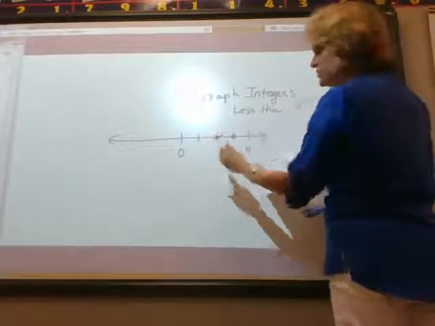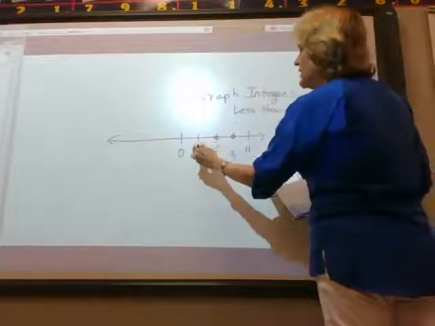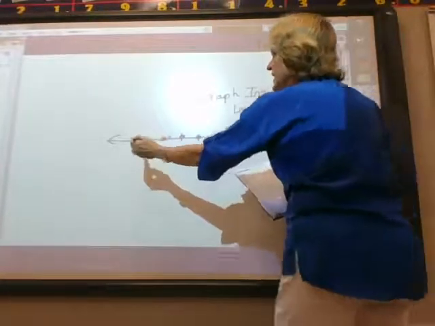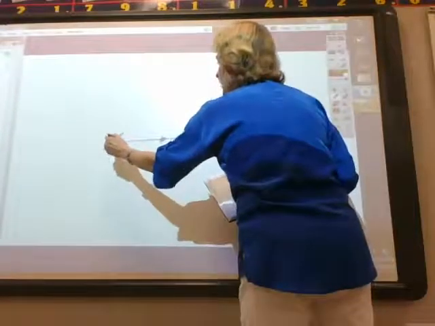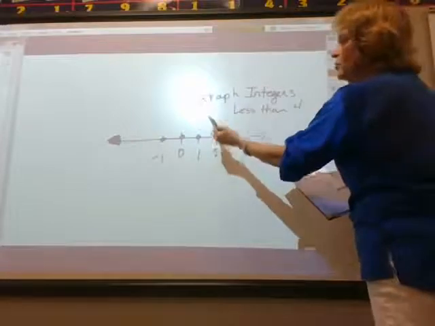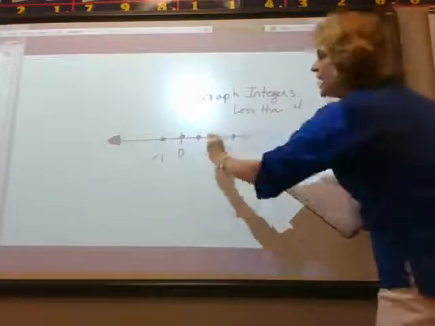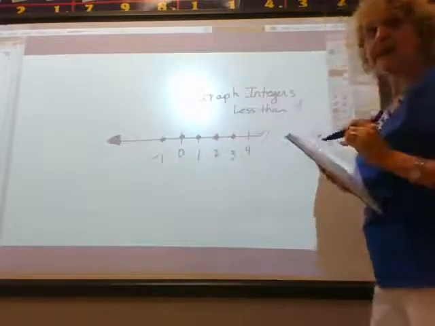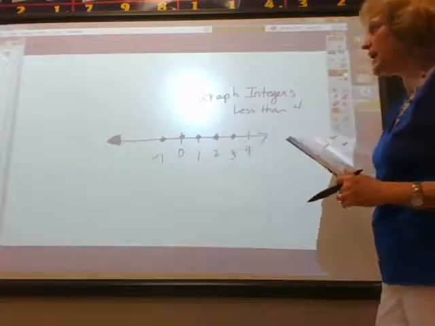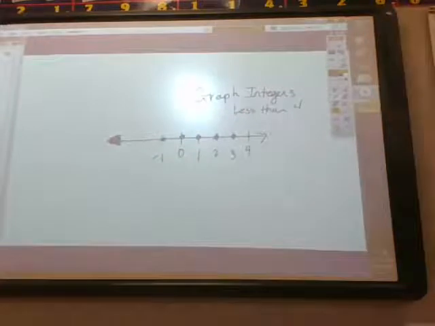2 is an integer that's less than 4. 1 is, and 0, and it goes on, -1 also. And then so what you're going to do is darken the arrow to indicate it keeps going. But the pattern is only the integers. You're not doing a solid line, okay, that would include all the fractions in between, and we don't want to do that. So when you're told to just graph integers, you put dots, okay?